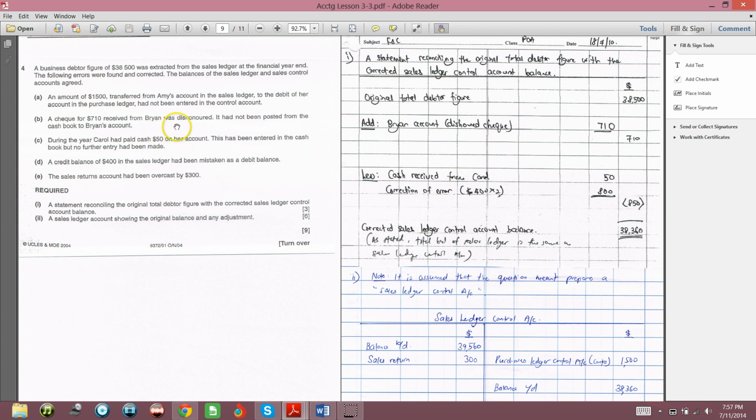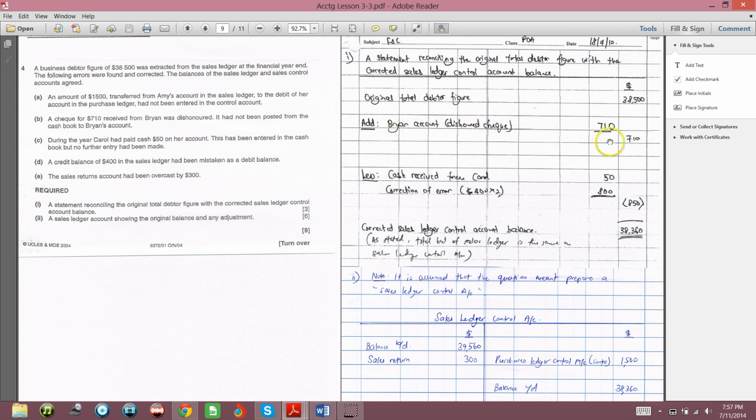Previously I had already minus off from his account, but now the check bounced, so that means he owes me back. So that means it would add back to the debtor figure, because he'll owe me back, at Brian account, bracket dishonored check. Okay, it has not been posted. But it was inside the cash book, right? So when the person does the control account, he will add up from the cash book, so the control account would be correct. Okay, but person number 1, you have to correct his figure.